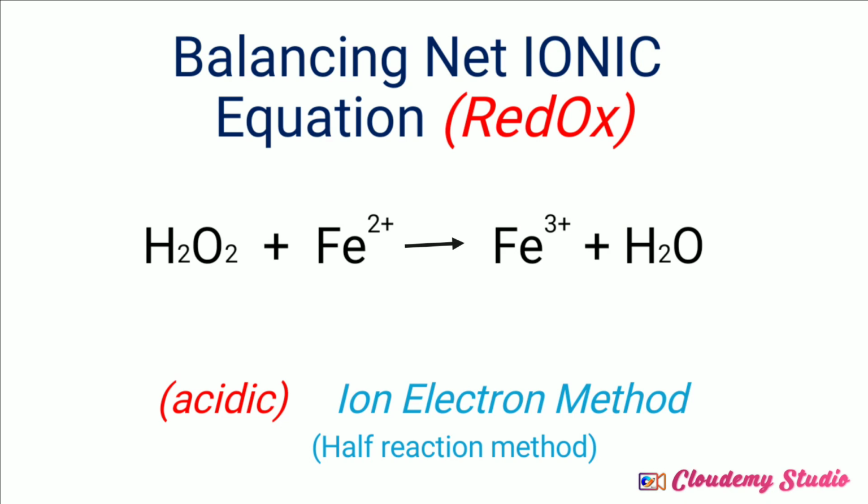Hello friends, let's balance one more net ionic equation, that is the redox reaction for hydrogen peroxide and iron 2 ion to form iron 3 ion and water. This reaction takes place in acidic medium. Let's balance this equation by the ion electron method, or we can say the half reaction method.